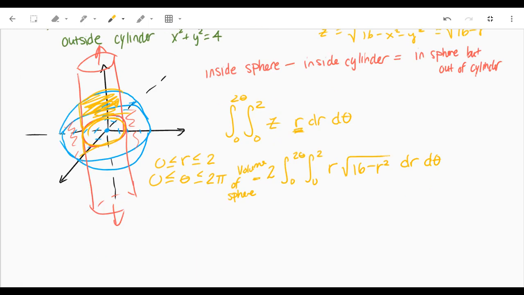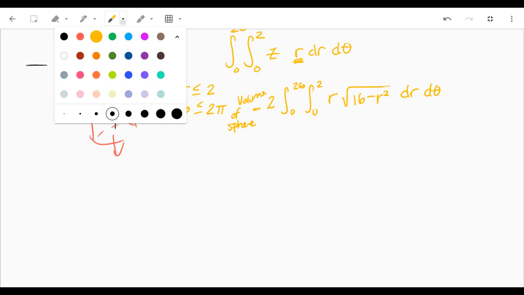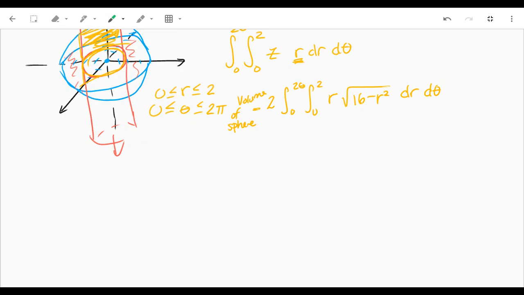So we're going to start with the integral first, though. We're going to worry about doubling it and subtracting it later. So for that integral, u could be 16 minus r squared. Remember, take the biggest chunk you can. du would be negative 2r dr.